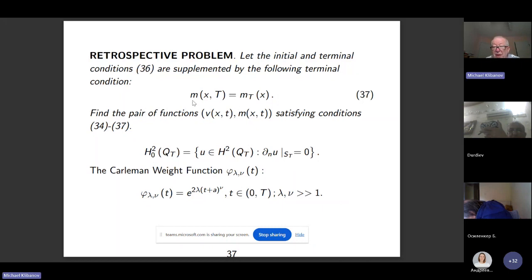Retrospective problem is that in addition to those conditions 36, I introduce terminal condition for M. Next, I introduce another space of functions, and this is a Carleman weight function where lambda and nu are large parameters.